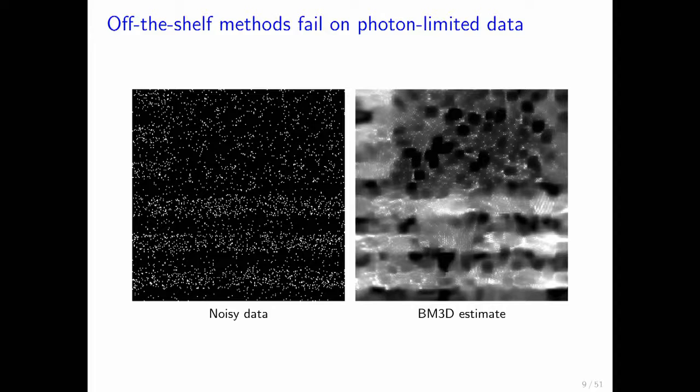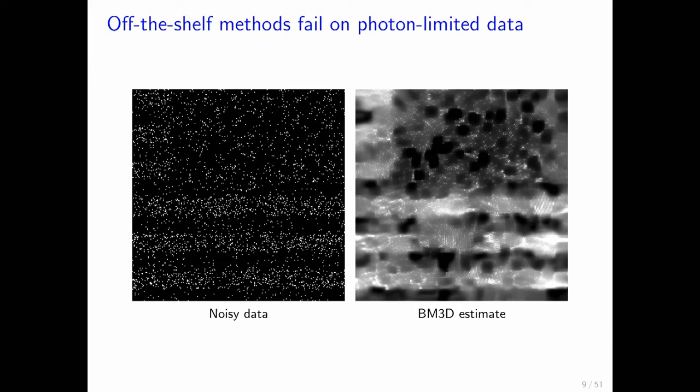So you might say, well, there's lots of different methods for image processing and image analysis. Can't we just use those? I mean, are these photon limitations really that significant in practice? And here's, I think, a nice example of why I think they are significant and worth considering.